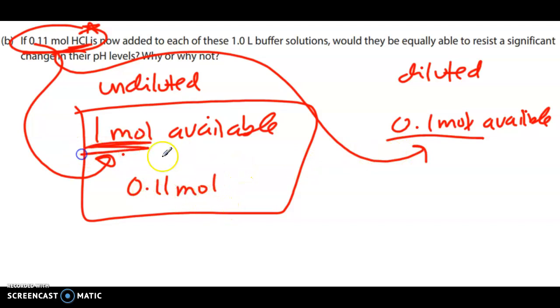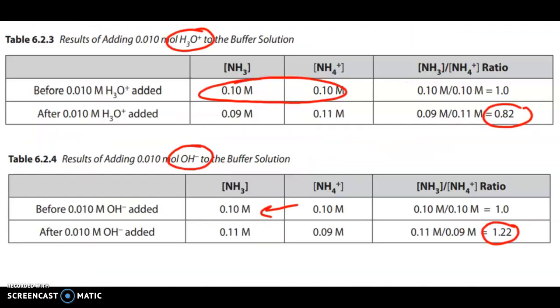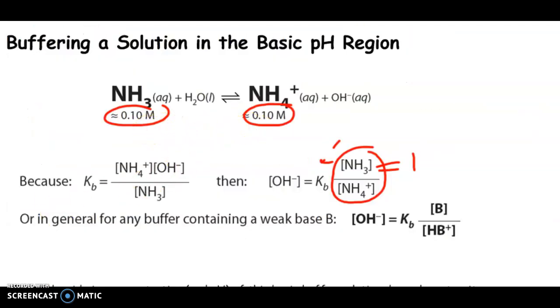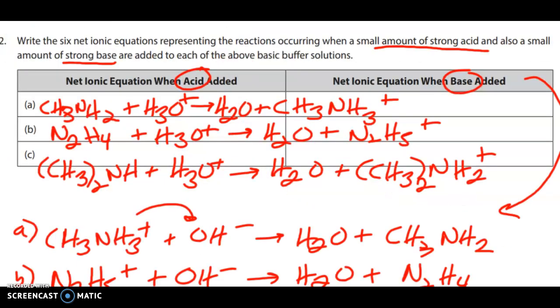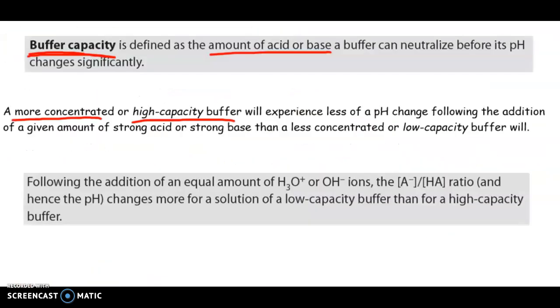So the higher the concentration you have, the higher the capacity is for the pH change. Meaning the pH will not change as easily than if you had a lower concentration. The higher the concentration is, the more it's able to resist that change. So if you have a less concentrated or a lower capacity buffer, it's going to experience bigger pH changes much more easily.